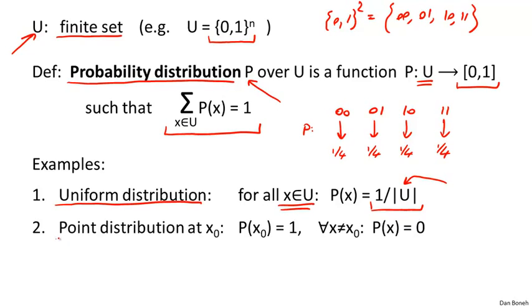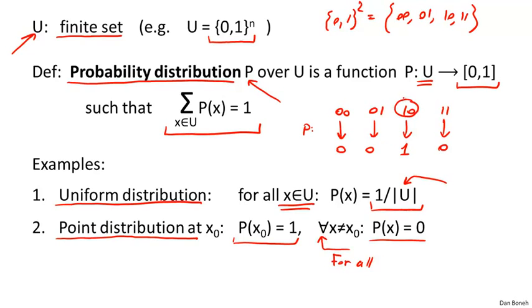Another distribution that's very common is what's called the point distribution at the point x0. What this point distribution does is basically it puts all the weight on a single point, namely x0. So here we assign to the point x0 the weight 1, and then to all other points in the universe, we assign the weight 0. And by the way, I want to point out that this inverted A here should be read as "for all." So all this says is that for all x that are not equal to x0, the probability of that x is equal to 0. So again, going back to our example, a point distribution that would put all its mass on the string 10 would assign the probability 1 to the string 10 and 0 to all other strings. So now if I sample from this distribution, I'm always guaranteed to sample the string 10 and never sample any of the other strings.